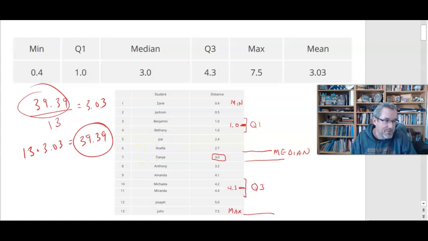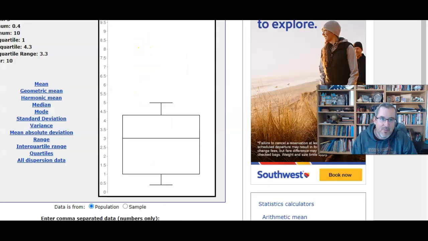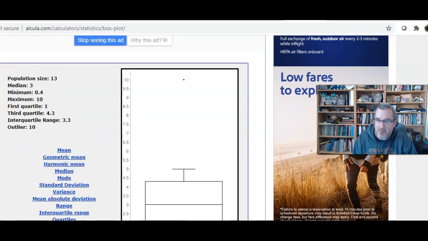They gave us the numbers, I know, but then they asked us to construct a box plot. And rather than do it by hand, I use an online tool. Let me show it to you. There are many. You could probably Google it and find different places, but this one is alcula.com. Here, let me show it to you.